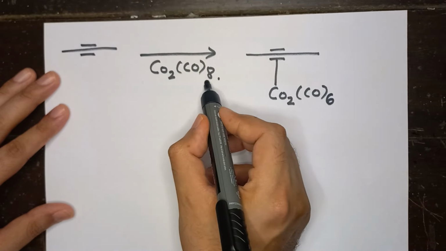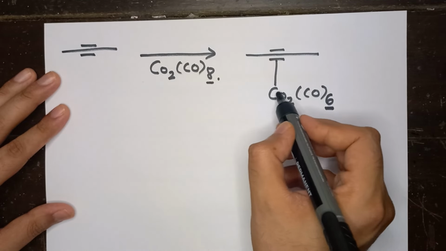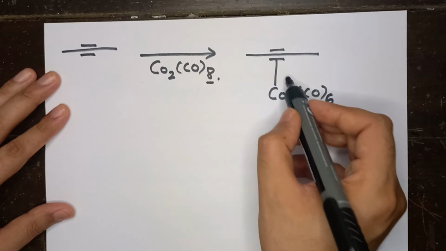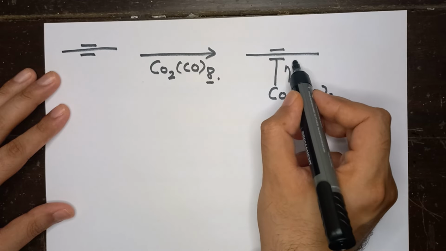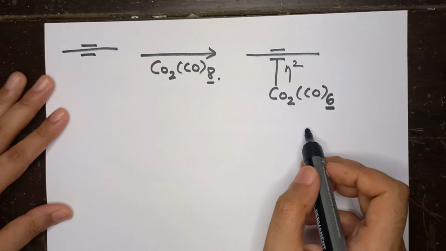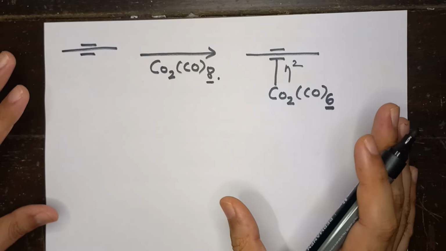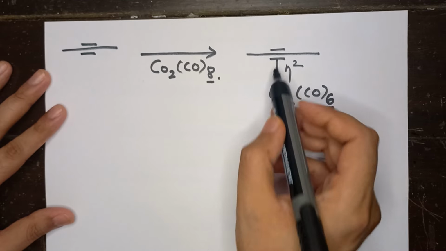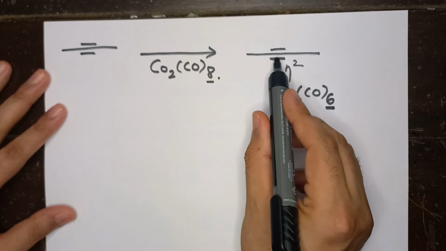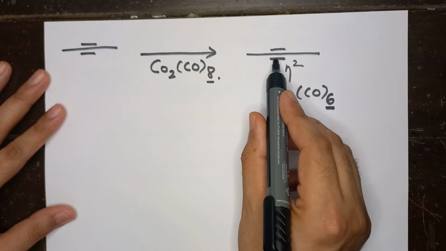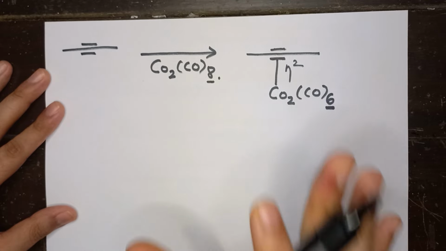Now see the difference. Here we have 8 carbon monoxide, here we have 6, simply because now this cobalt has formed a complex with the alkyne with a hapticity of 2. Okay, it does some sort of chelation, you just need to remember that, and this is how it protects the alkyne. And now this alkyne bond will not do reaction, and this is how you block it.